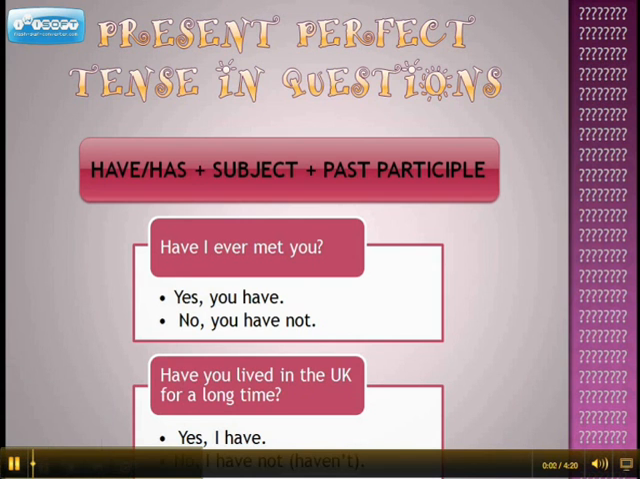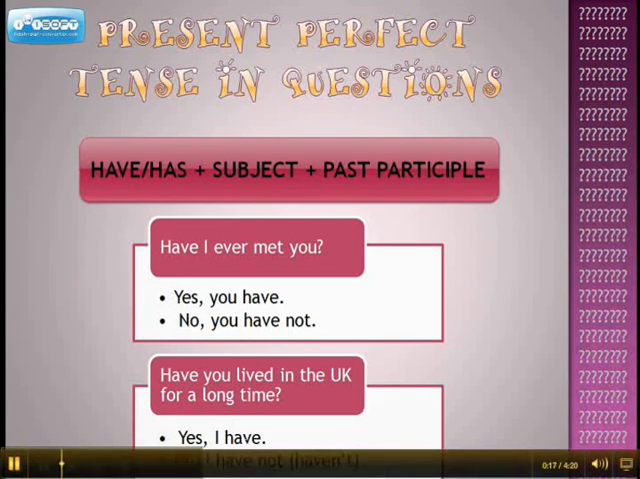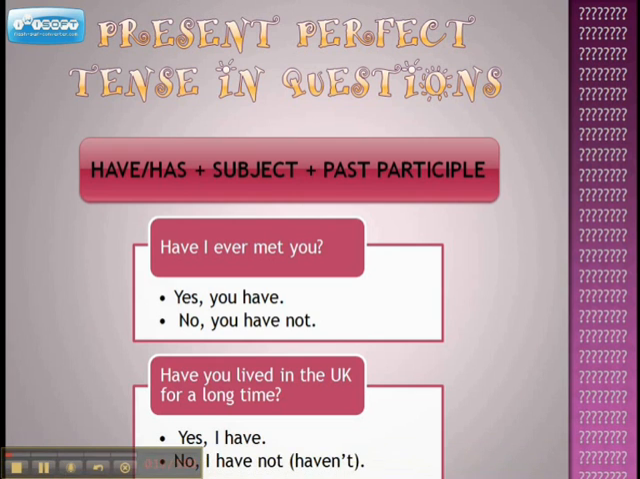In the next section, you will find out how to create questions in present perfect tense. First we have to use have or has, then we add the subject, and at the end we've got the past participle and the rest of the sentence. And here are two examples.